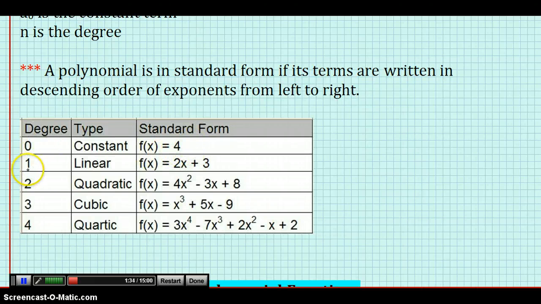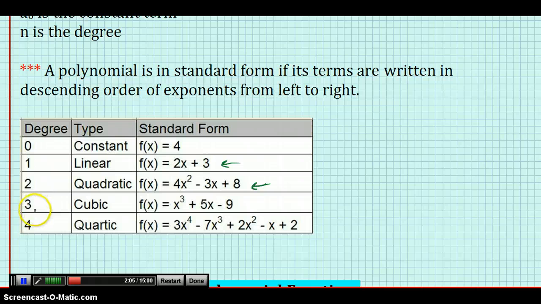If we have degree of 1, it is a linear function. And if we take a look at our example, we can see that it's linear because this is the equation of a line. So f of x equals 2x plus 3 would be an example of a linear polynomial. Degree 2, which you just got done doing the last chapter, would be a quadratic function. And our example, f of x equals 4x squared minus 3x plus 8, we can see that that is in the quadratic form, and our degree is 2.